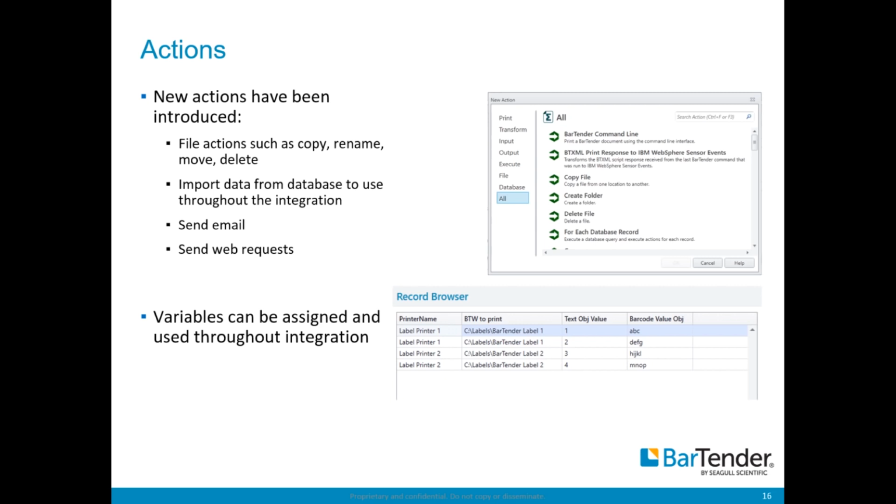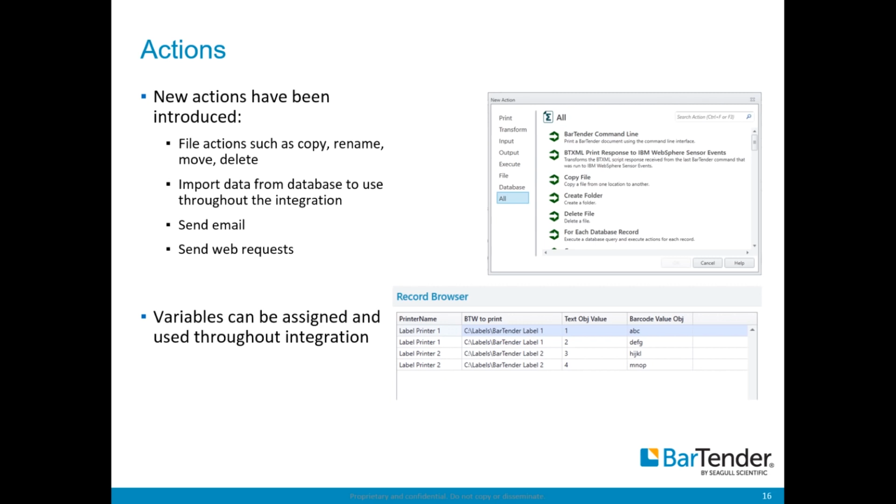One of the big changes that really got me excited when we started learning about BarTender 2016 is that we have the ability to better use variables now throughout your integration. You can actually take data contained within a URL, a web request, a database record, or a trigger file, and in turn, use that data as part of your integration.